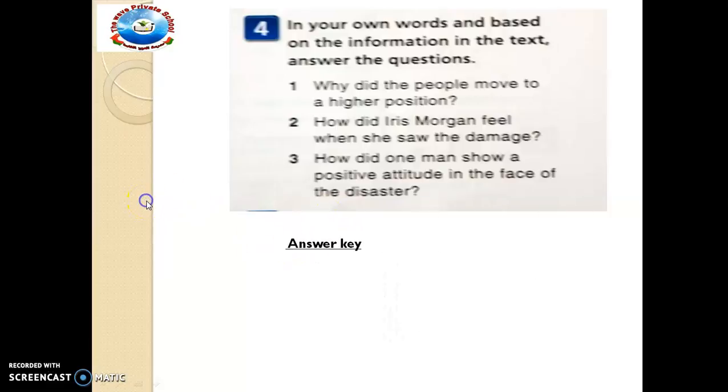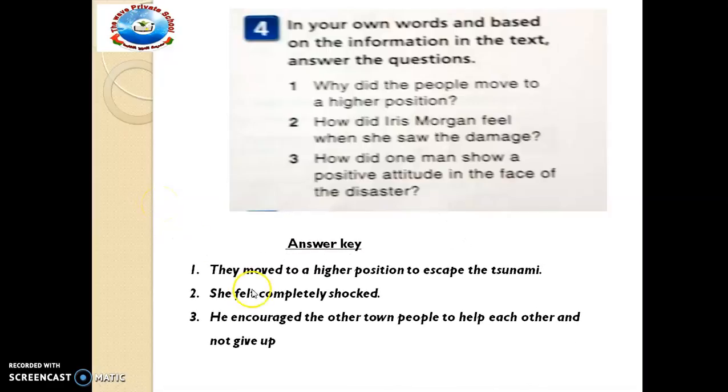If you've done that, let's see. They moved to a higher position to escape the tsunami. She felt completely shocked. He encouraged the other town people to help each other and not give up. So, did you get it right when you tried it?